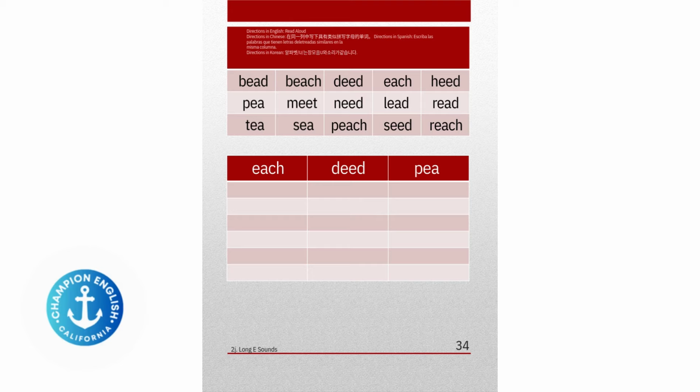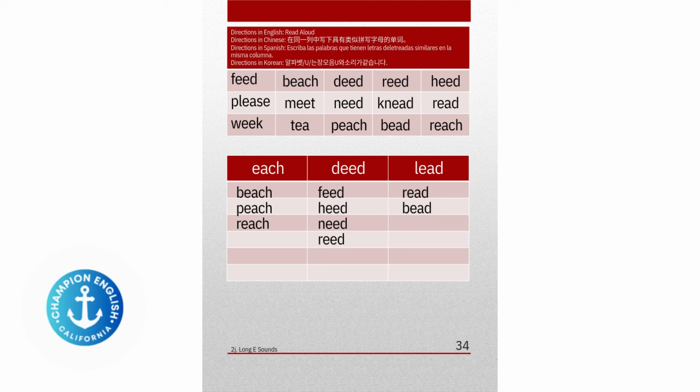Okay, students, let's see how did you do. So here we are on page 39, and we're looking at the words, and hopefully you have put all of your words into the right order. So we're going to look at what we have in column 1. Under column 1, we have each. Can we all say that together? Each. That's right, students. So under each, you should have beach, peach, and reach.